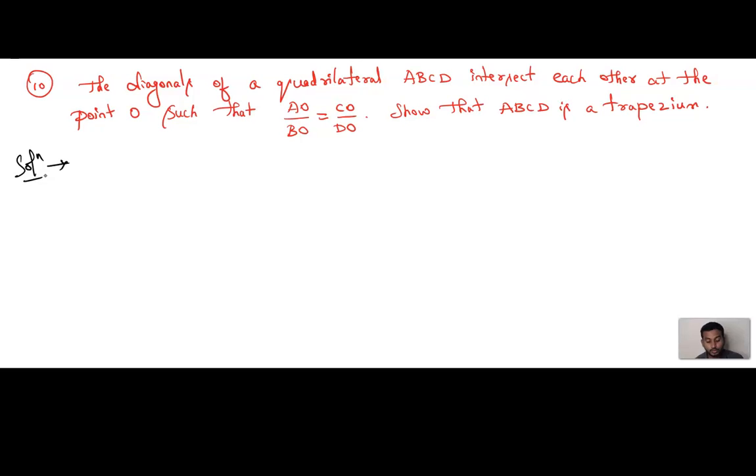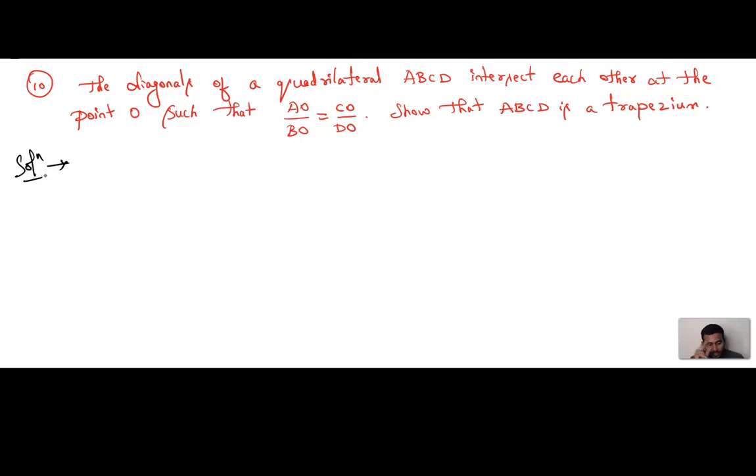Sir, what is this question, sir? Quadrilateral means it has 4 sides. We have one figure which has 4 sides. I don't know which type of quadrilateral it is, whether it is a square or rectangle or trapezium or rhombus. He is saying that the diagonals of a quadrilateral ABCD, a figure with 4 sides. We have one figure which is having 4 sides.